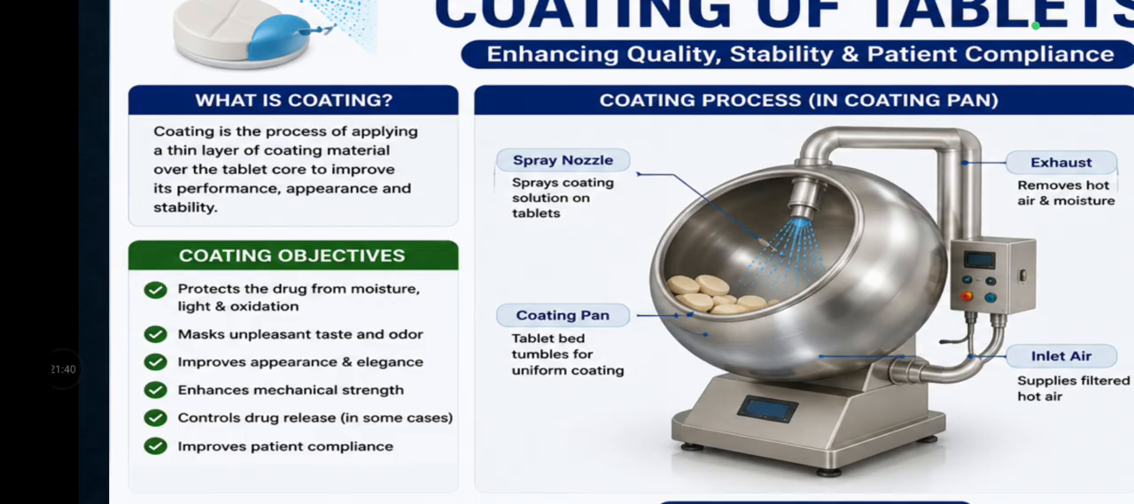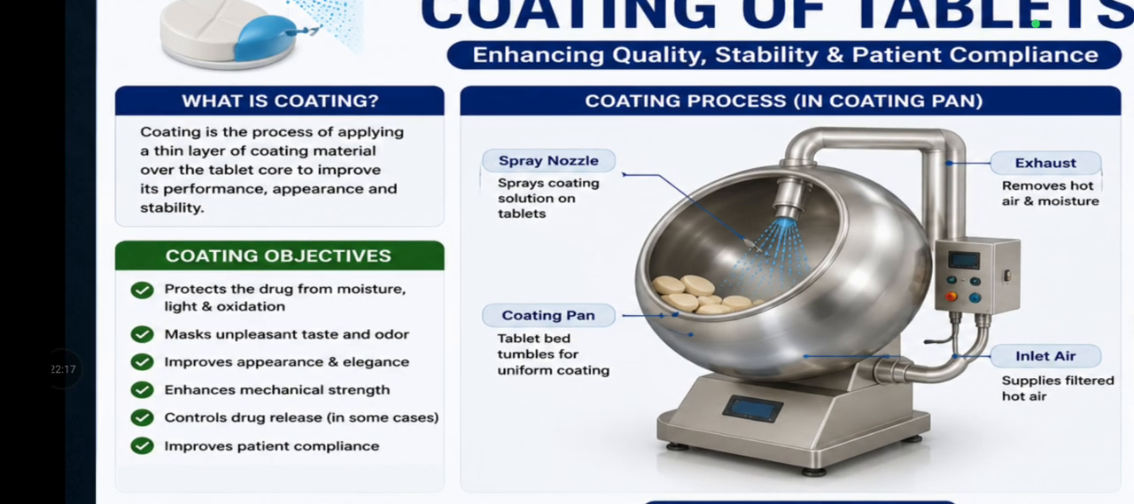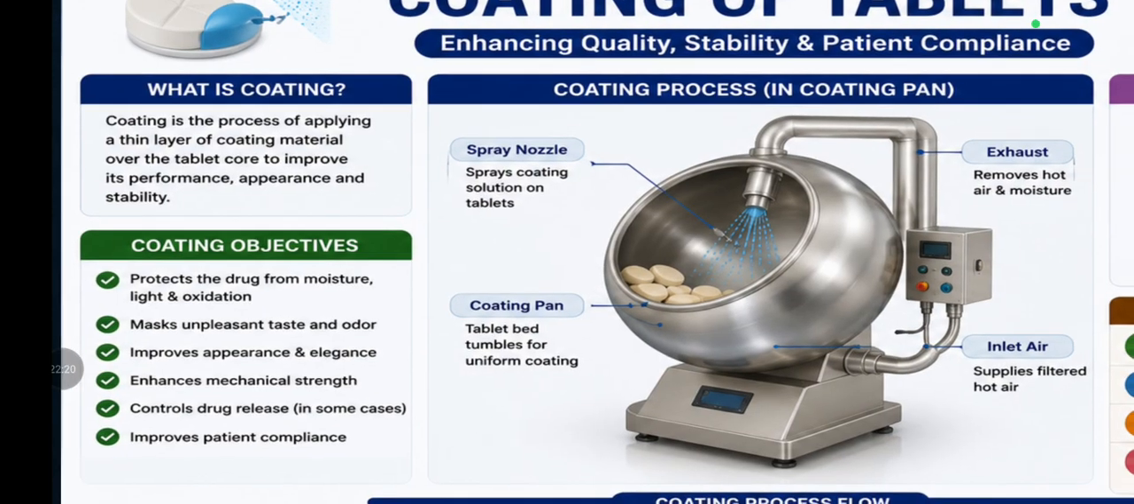So what are the coating objectives? To mask unpleasant taste and odor: to avoid unpleasant taste, we need to give the coating. Then protect the drug from moisture, light, oxidation, etc. Then improve the appearance and elegance. Enhance mechanical strength. Then control drug release in some cases, and improve patient compliance. For these reasons, we give the coating to the tablets.